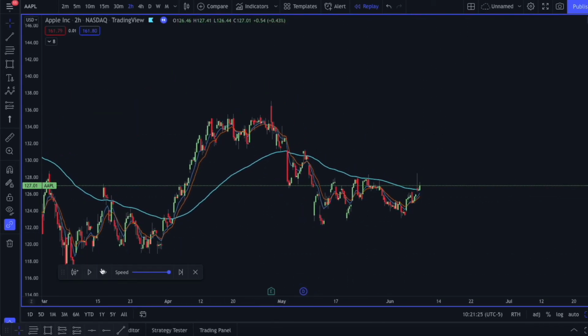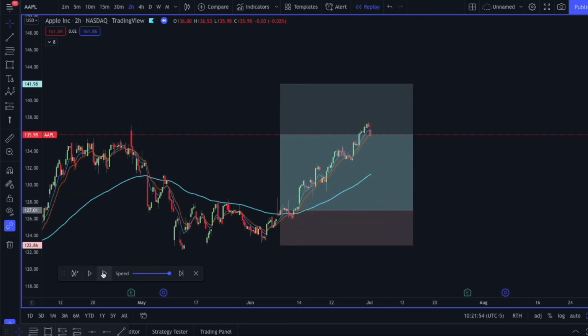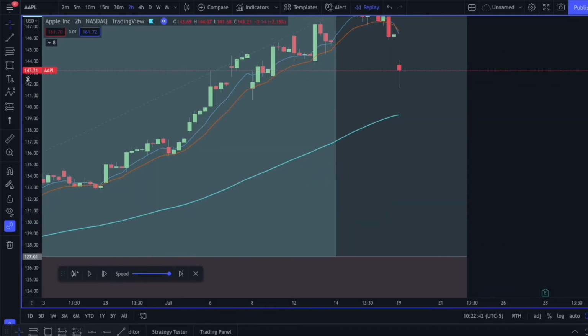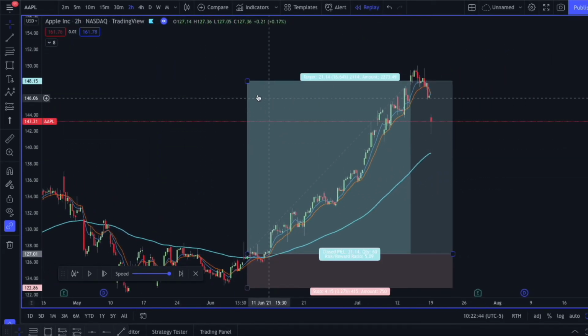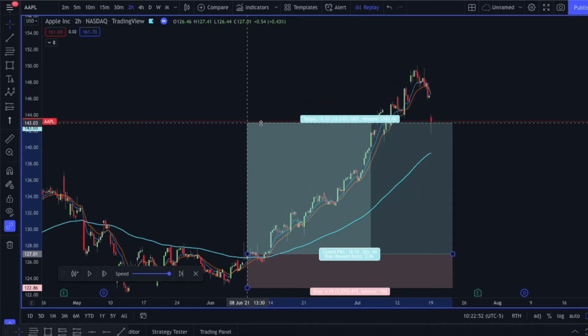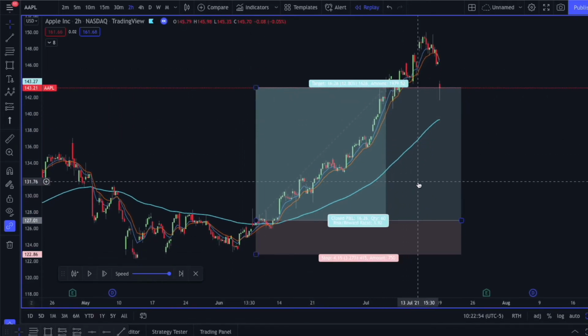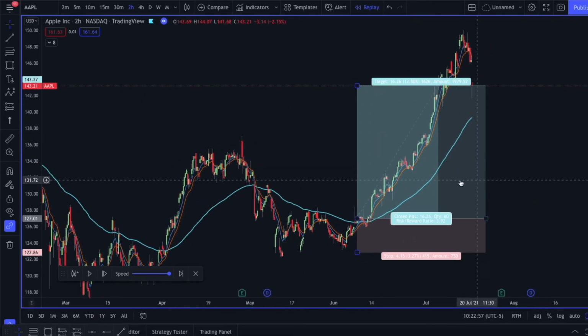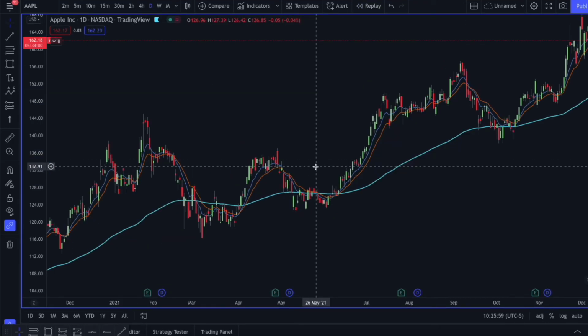Now, this is where we would take our entry. You would have gotten out here. Now, keep in mind, at one point, you were up about 1 to 5. So you would have come out about 1 to 4. Still very good.